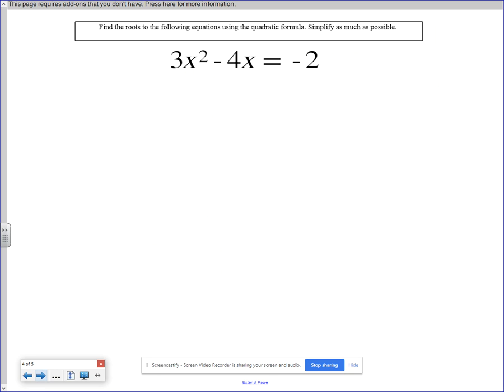So now let's go ahead and look at another example here. We're going to do the same thing. We're going to find the roots to the following equation using the quadratic formula, and we're going to simplify as much as possible. So the first thing to notice about this is that it's not in standard form. So to get it in standard form, we're going to add 2 to both sides. So that will give us 3x squared minus 4x plus 2 equals 0.